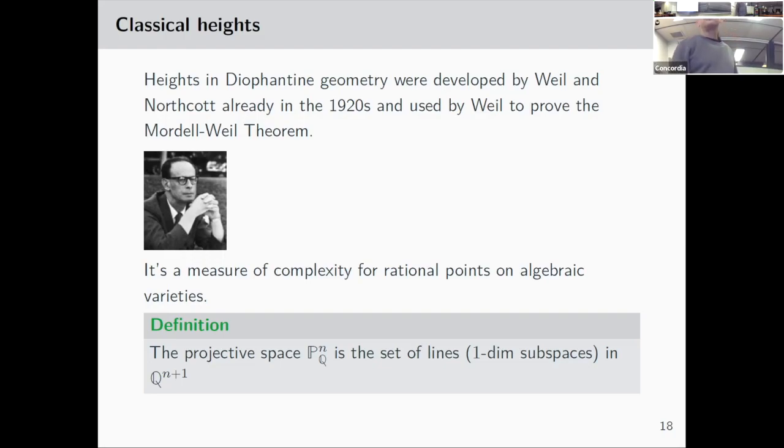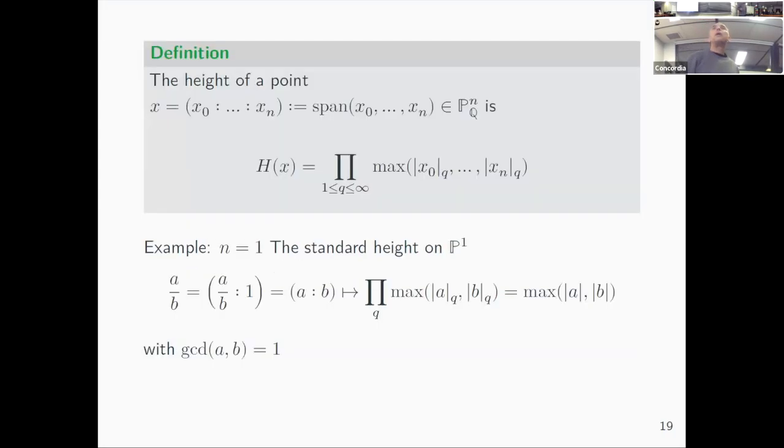So first of all, I need to define what a projective space is. Again, this is in algebraic geometry. You could use somewhat fancier notions, but the nth projective space corresponds to the set of lines, so one-dimensional subspaces, in the n+1 dimensional vector space over Q. Okay. And now there's the definition of the height of the point.